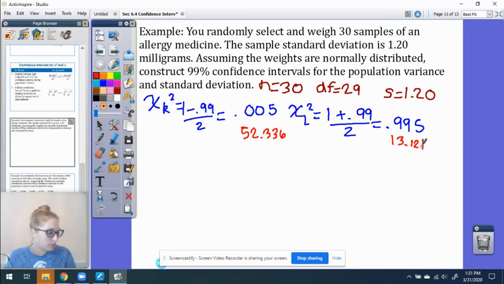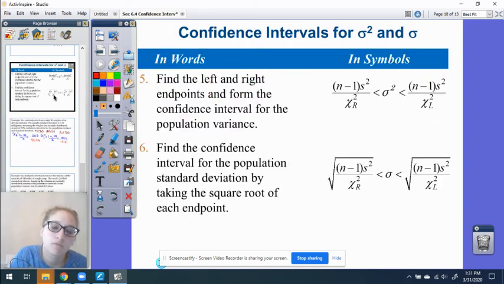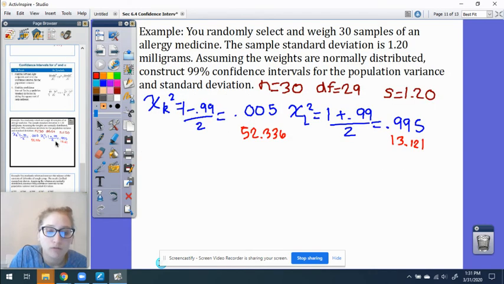Okay, so now I'm going to plug into my formula. So my formula is right here. So I'm going to do my degrees of freedom times my standard deviation squared divided by my two critical values. Okay, and that's going to give me the left and right bound for my population variance.